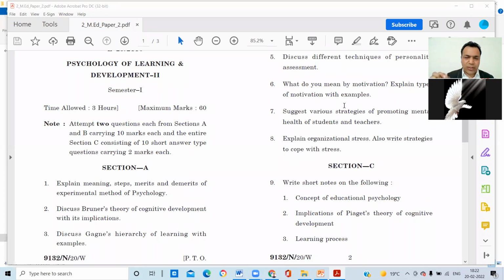Here what I want to say is that you have to read the question paper first, very carefully. It doesn't mean that when you get the paper at 2 o'clock you start writing. First of all, you have to see the questions, what type of questions have come. Read the paper one time, two times, three times, and understand what the question is saying.